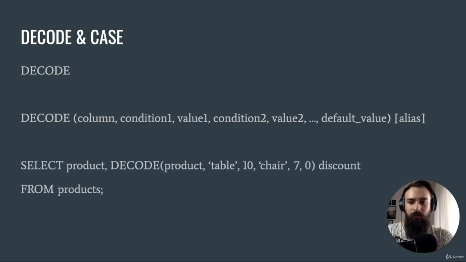I also put here an example. We have select the product from table products and also used a decode for applying a discount. We will apply a different discount for each product. So if the product is a table, then we will apply a 10% discount. If it's a chair, we will apply a 7% discount. And if it's neither a table nor chair, the discount will be 0%.